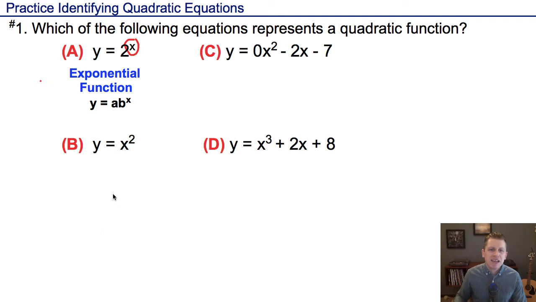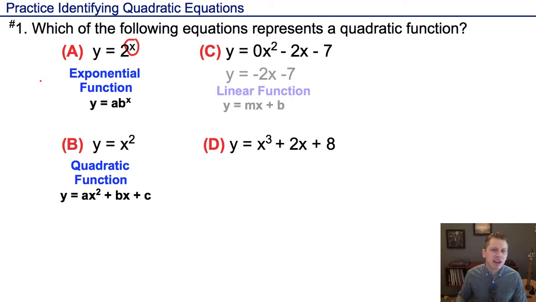Choice B is a quadratic function. This is one of the form ax squared plus bx plus c. Just in this case, there's no bx term and there's no constant term. Choice C looks like it could be a quadratic, but there's a 0 here, and 0 times x squared would just be 0, which when simplified would just give us y equals negative 2x minus 7. You might recognize this now as a linear function in y equals mx plus b form.